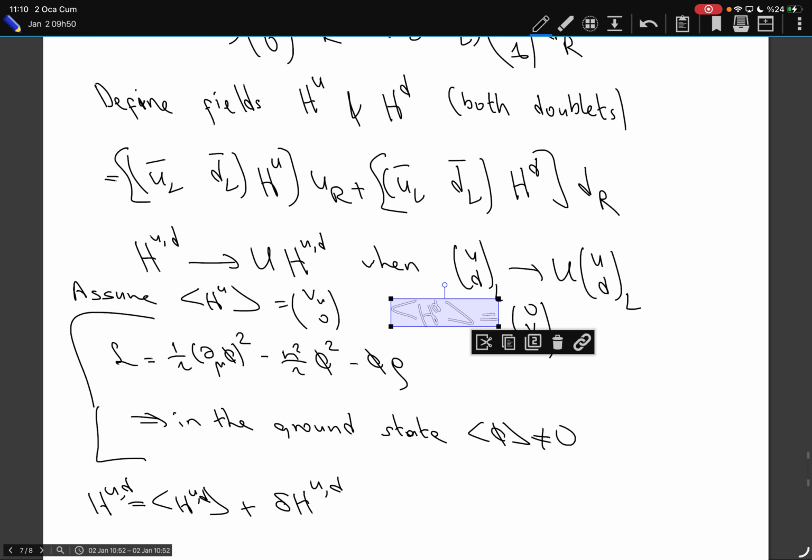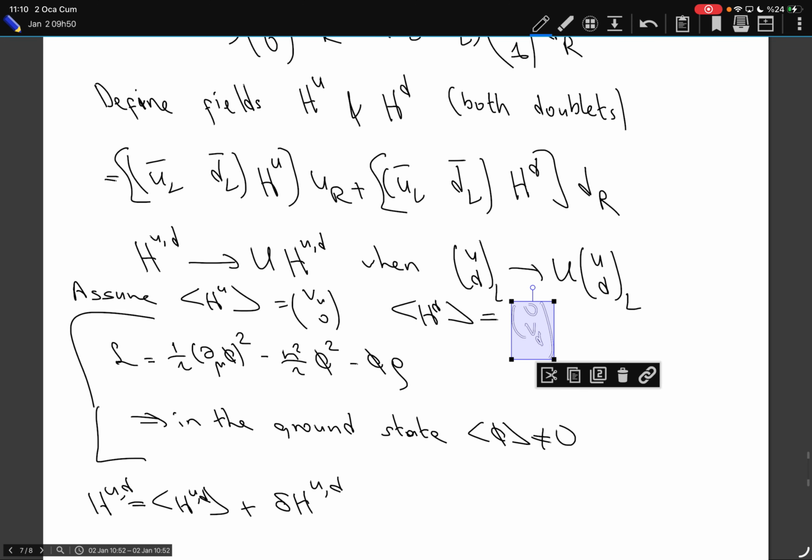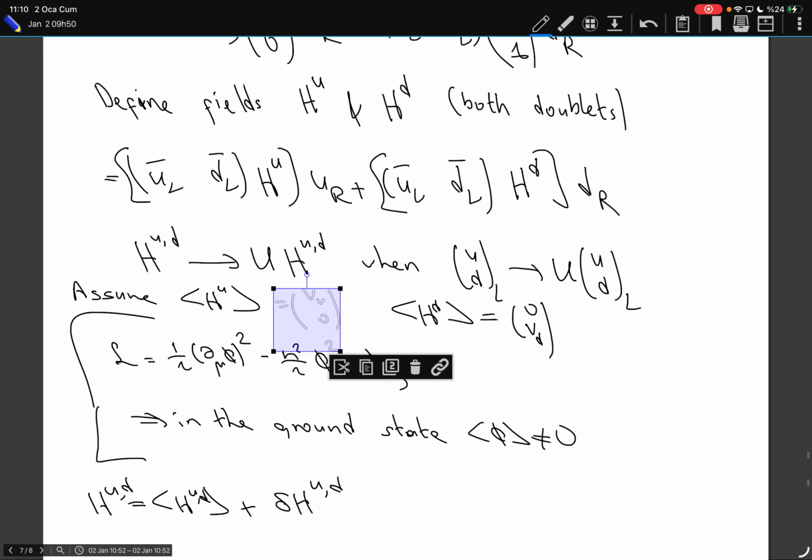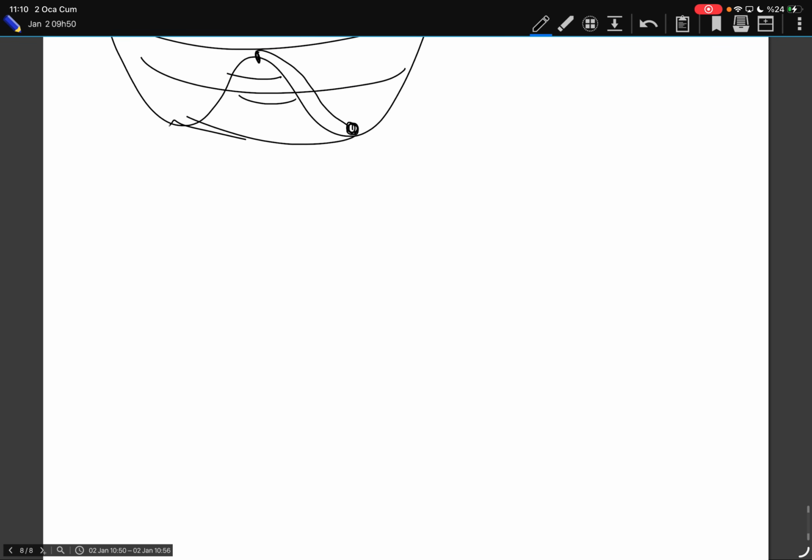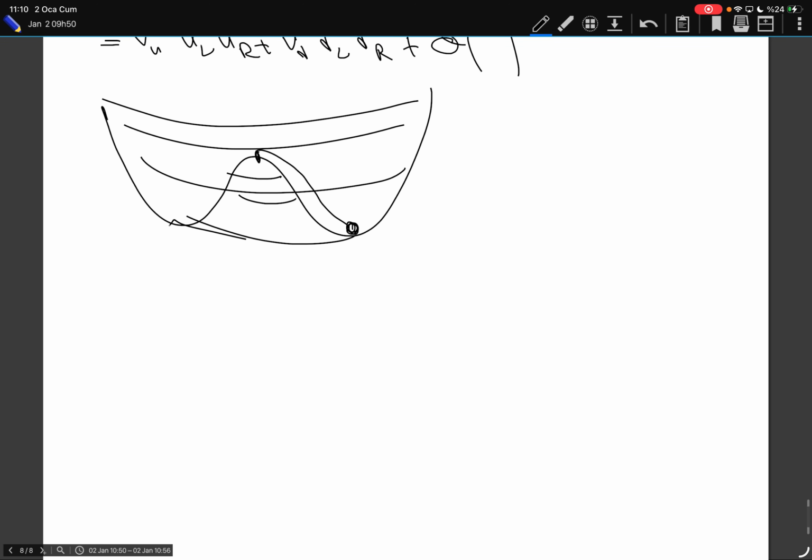Okay, first of all, I would like to have the same field that plays the role of HU and HT, but then I still have a problem. One of them in the vacuum has only the upper component, the other one only has the lower component. And furthermore, they should still be transforming under SU2, just like the quark doublet. Now, there is a way out. Let's say that H is HT. Let me just take this field.